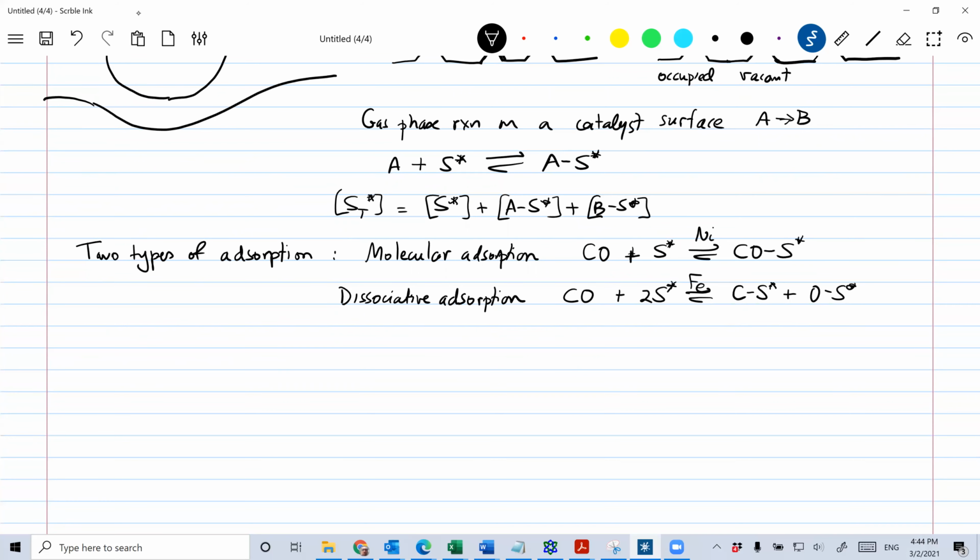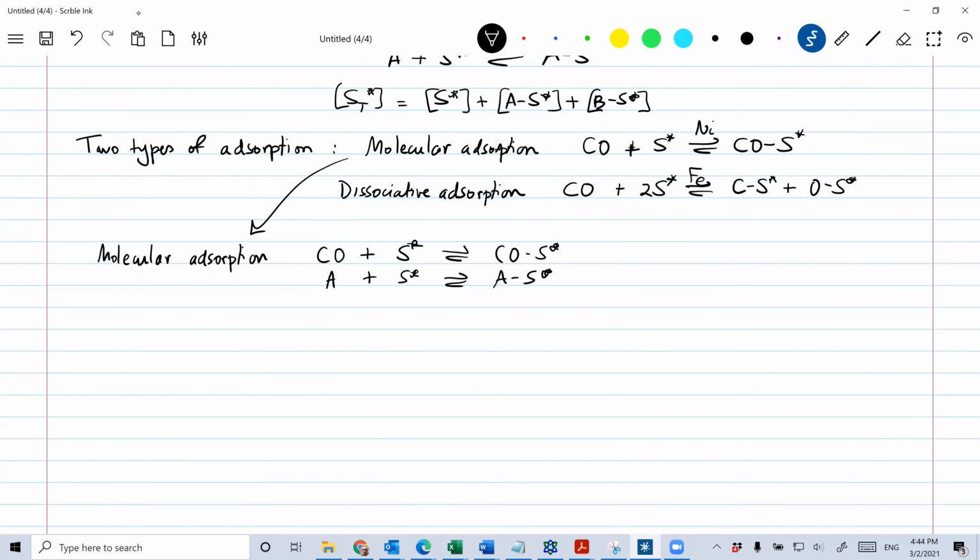So now let's look at molecular adsorption. It's easier to work with. The other one is also just fine. Molecular adsorption, carbon monoxide goes there and just forms COS. And then we'll just say it's A plus S goes to AS. Just keep it simple.